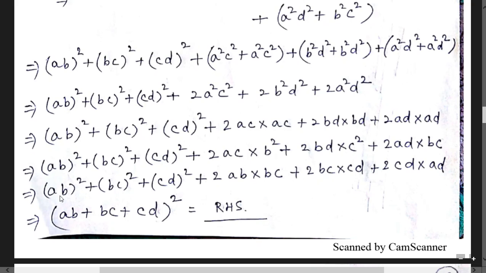Now it's A square, B square, C square plus 2AB plus 2BC plus 2CA. It's basically the formula of A plus B plus C whole square. It means the term is equivalent to right hand side. In this question, you have to take the serious steps by collecting the similar terms.